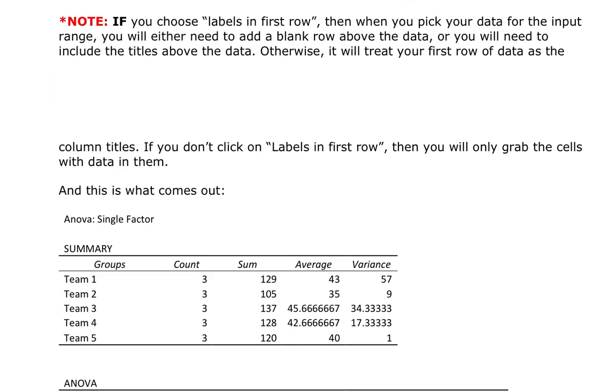So it's going to come out with something that looks like this. I had these different teams. Because I did grab that top row that had the names, team 1 to team 4, that's why we have these names here. If I don't grab the names in my top row, then I'm going to get column 1, column 2, etc. It counted how many items were in each one of those columns. There were 3. It summed it, it gave me an average, and it gave me a variance for all of those pieces of data.